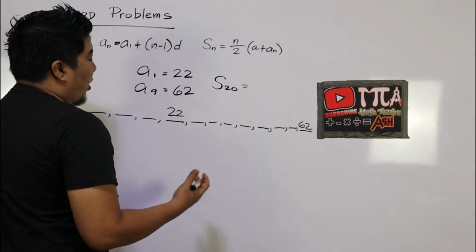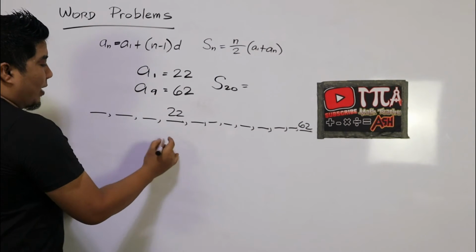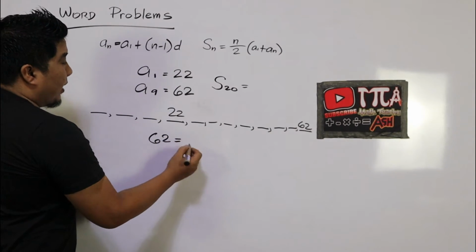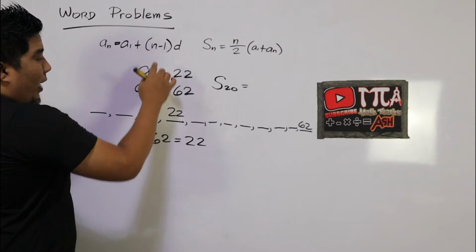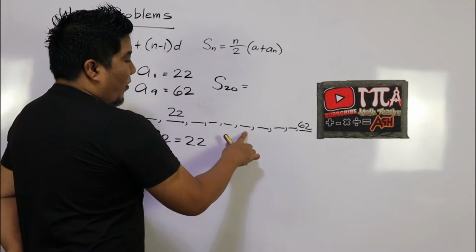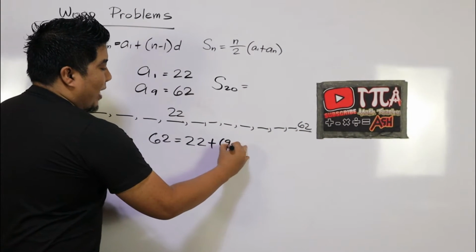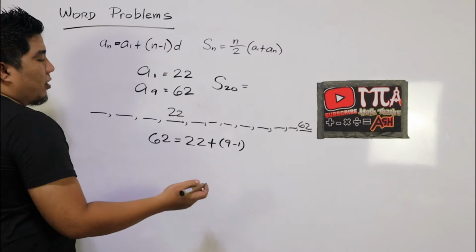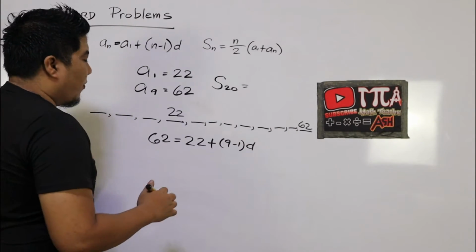So what we need to do here is this. Our a sub n, that is 62, is equal to our first term, which will be 22, plus our n, that is 1, 2, 3, 4, 5, 6, 7, 8, 9, so that is 9 terms, so 9 minus 1, times the common difference, which is unknown. Okay, so let's first get our common difference.